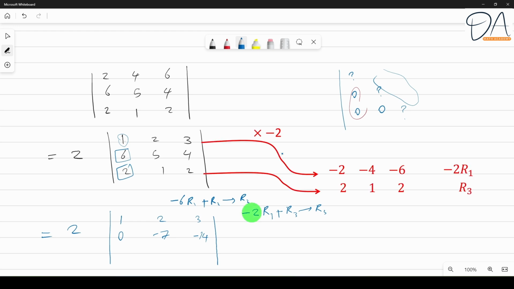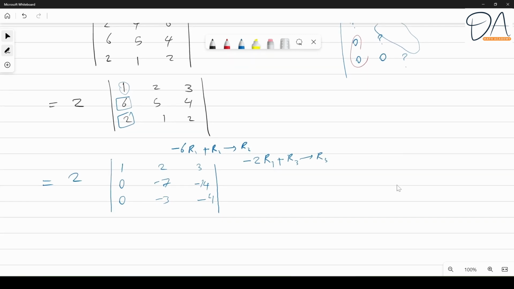So then minus 2 times 1 gives us minus 2, plus 2 gives us 0. Then minus 2 times 2 gives us minus 4, plus 1 gives us minus 3. Minus 2 times 3 gives us minus 6, plus 2 gives us minus 4. So what we did is we introduced 2 zeros in the first column. Now we need to move to the second column. We'll finish with the first column and move to the second column.